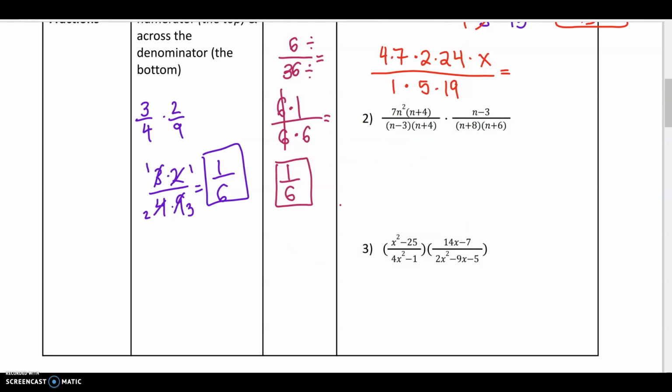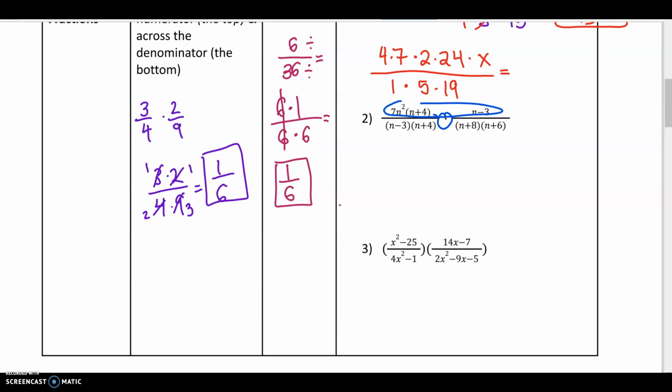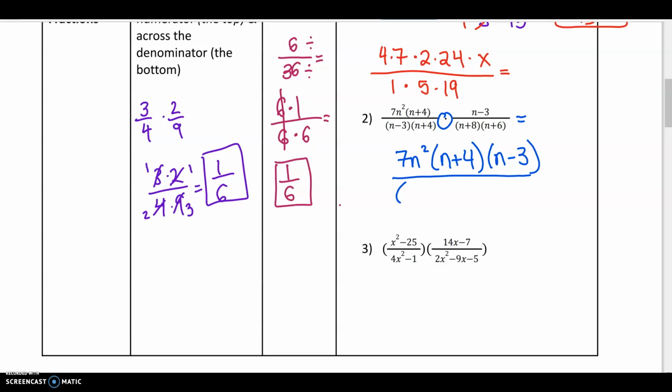All you do when you multiply fractions, right? So here we are multiplying, is you multiply across the top and across the bottom. Now I'm not going to actually do the multiplication. I'm just going to write the multiplication first. In the numerator, you'd be multiplying these three things together. In the denominator, we would be multiplying these four terms together.